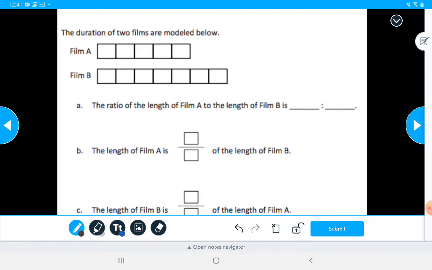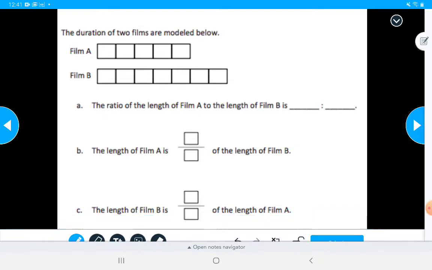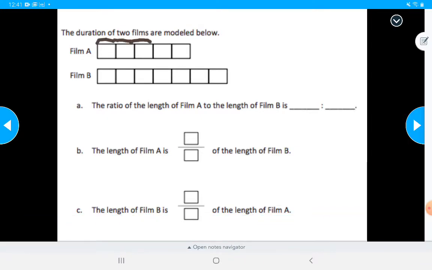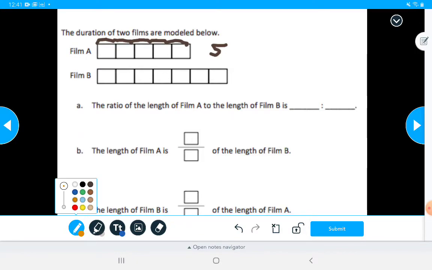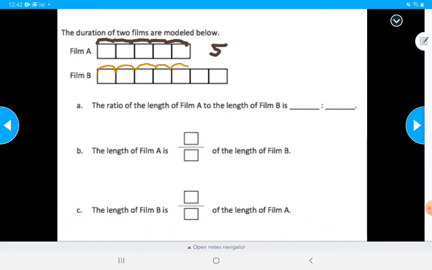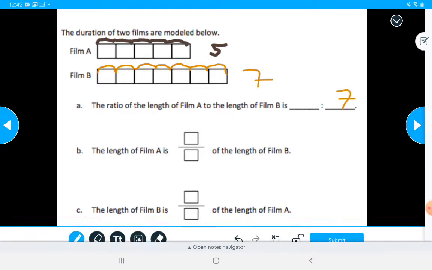The duration of two films are modeled below. Basically, how long two different movies are modeled below. So our first film is 1, 2, 3, 4, 5. It's going to be 5. And our second film is going to be 1, 2, 3, 4, 5, 6, 7. 7. So it's 5 to 7.